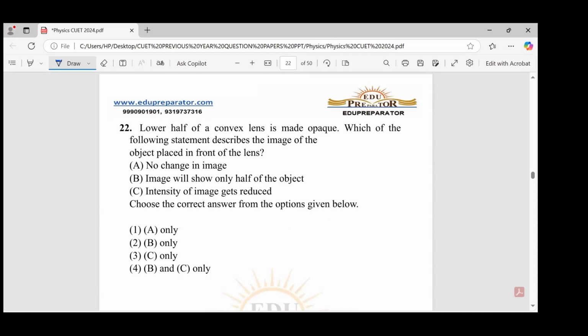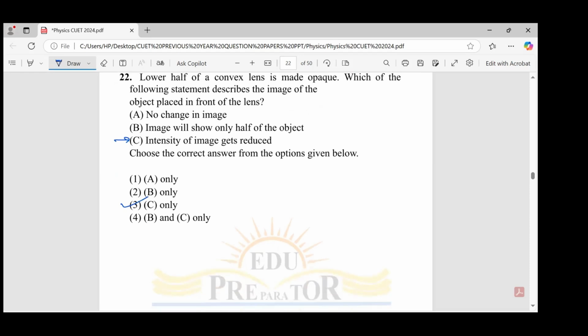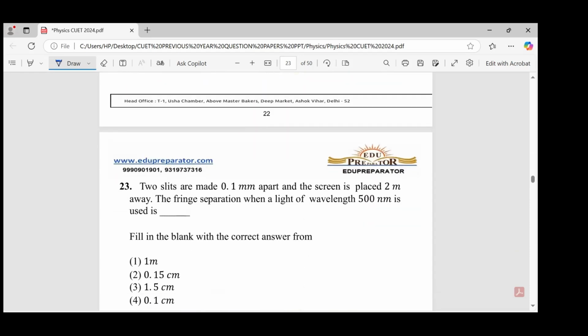Now 22 is a typical question of optics. When we cover the lower half of a convex lens opaque, it means no light will pass through it. So you find that intensity is reduced, right? Intensity is reduced. So this is the point which is required. Therefore, we have the third as the correct answer, because A says no change in image. Of course, there is a change in image because intensity is reduced. Image is always formed and a complete image is formed, because we know that a number of rays are intersecting, though we draw 1 or 2 or 3, right? So that is why we have this as the answer.